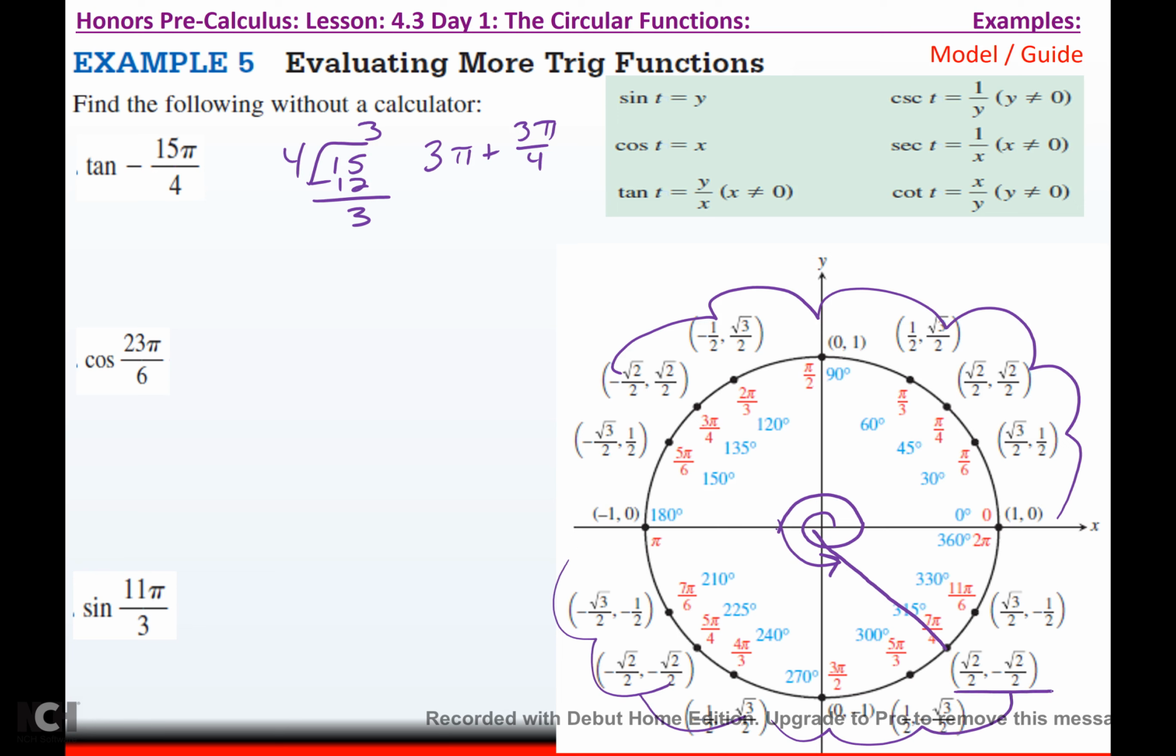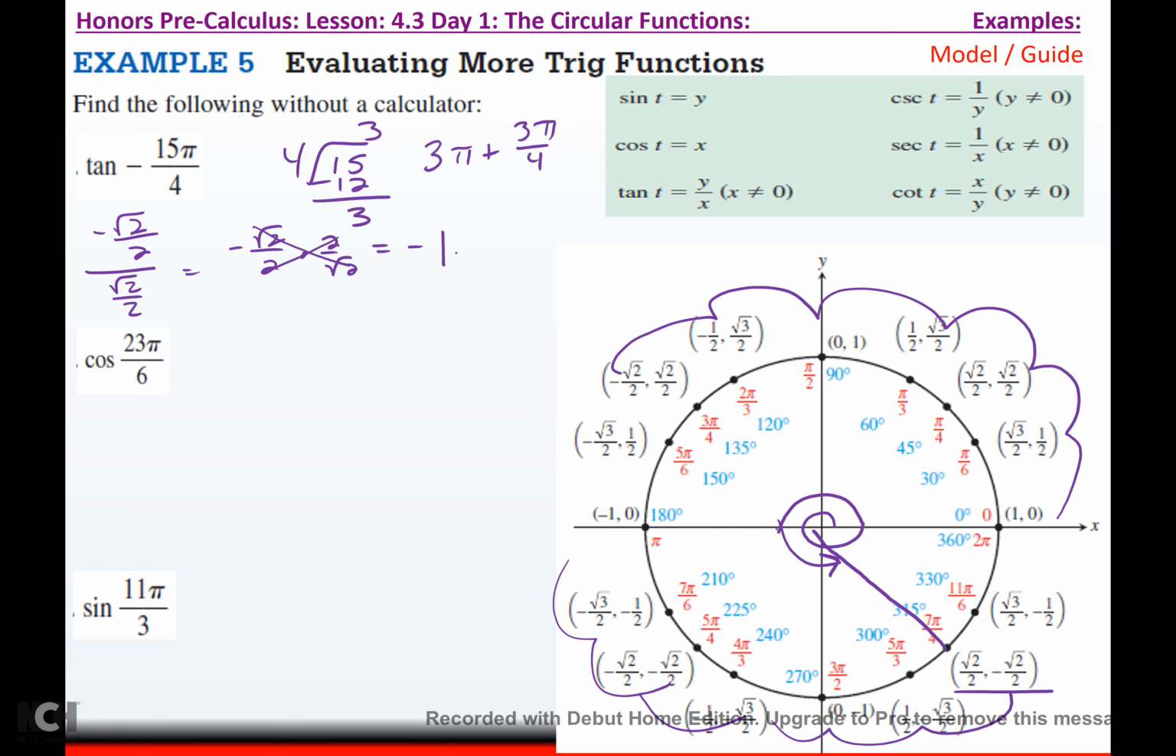There's my coordinates. And tangent is y over x. So I have a negative square root of 2 over 2 divided by a positive square root of 2 over 2, which is going to be negative 1. Because if you keep, change, flip, everything cancels and I get negative 1. You don't get nothing when everything cancels. And in multiplication or division, you get 1.